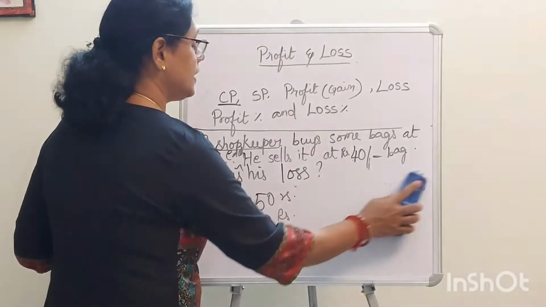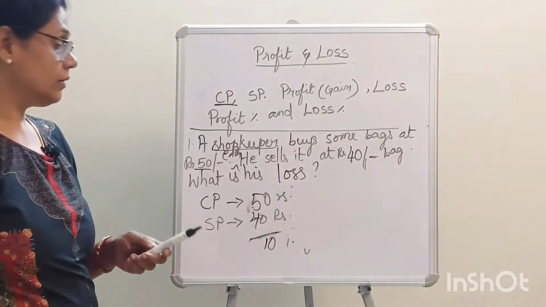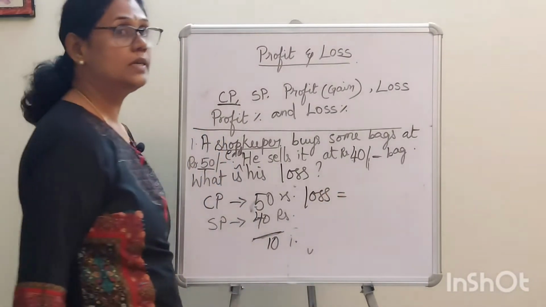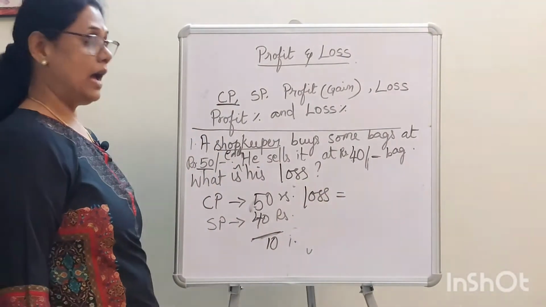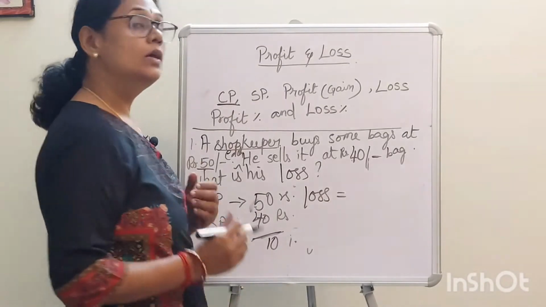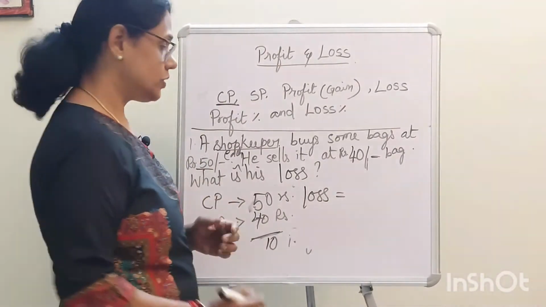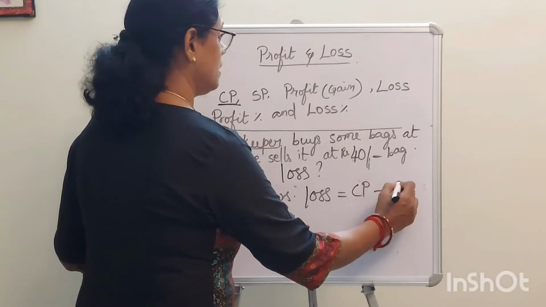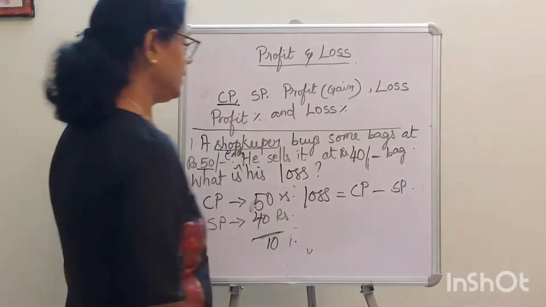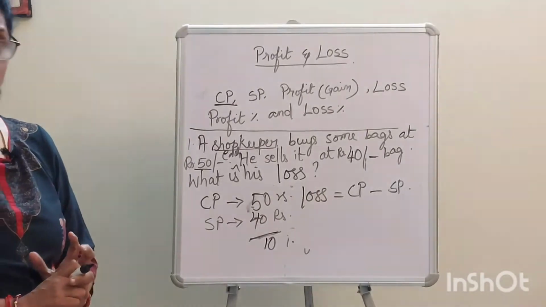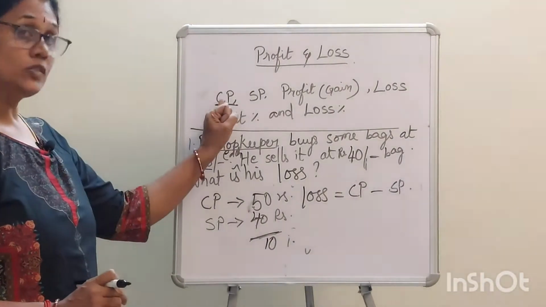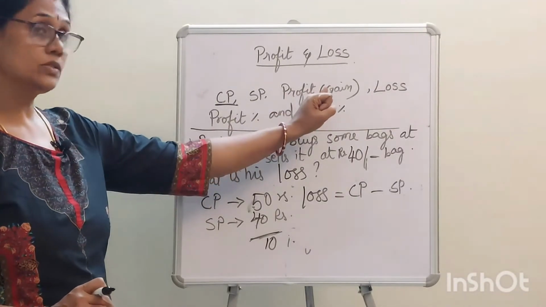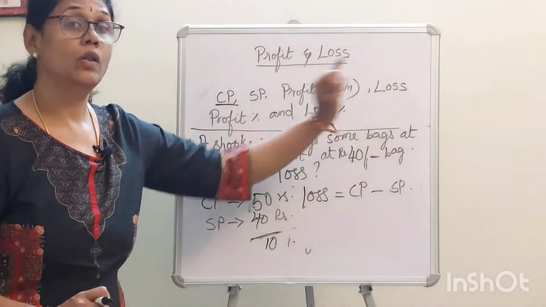Loss is the amount he gets after selling his product at a lower price than the cost price. So the cost price will be more here. Cost price minus selling price is the loss. So did you get it? Now we have discussed what is the cost price, what is selling price, what is profit, in other words called gain, and what is loss.